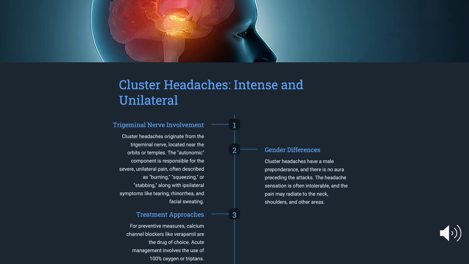Cluster headaches, characterized by their intense and unilateral nature, originate from the trigeminal nerve, situated near the orbits or temples. The autonomic component of these headaches accounts for the severe pain experienced unilaterally, often described as burning, squeezing, or stabbing. Concurrent ipsilateral symptoms such as tearing, rhinorrhea, and facial sweating further contribute to the distinctive presentation of cluster headaches.